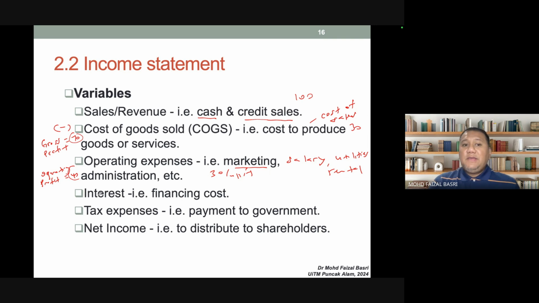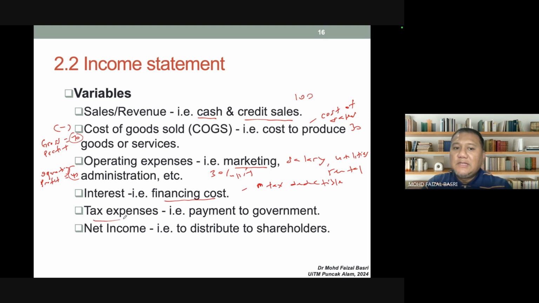So next we have to pay interest. Okay, interest. So interest ataupun financing cost ataupun finance cost. So this applicable if you use financing ataupun you borrow some funds. So when you borrow some funds, you have to pay financing costs. Okay, and why we deduct financing costs at the first place? Because financing cost is tax deductible. Okay, so we don't have to pay tax for the financing cost.